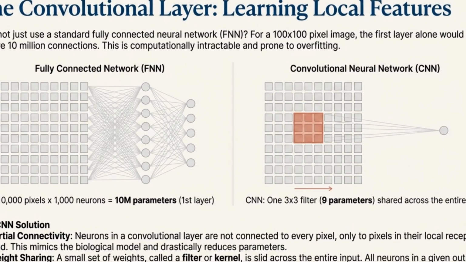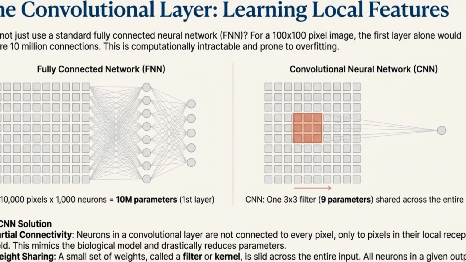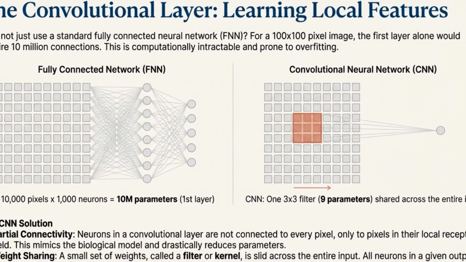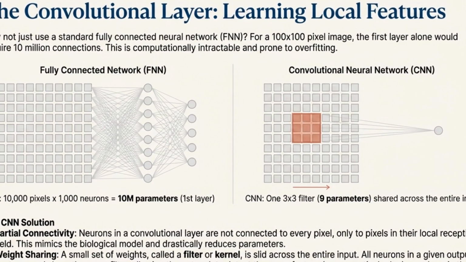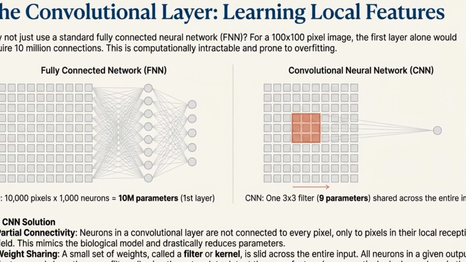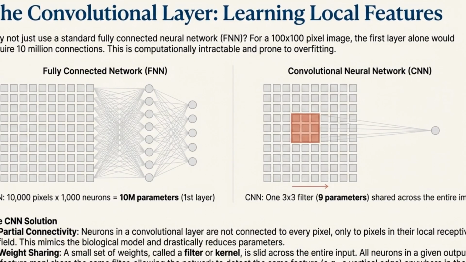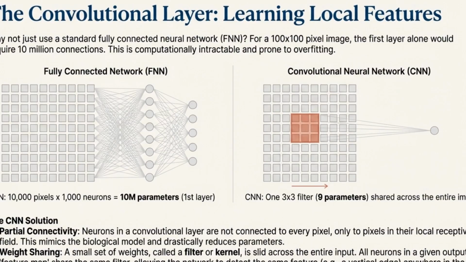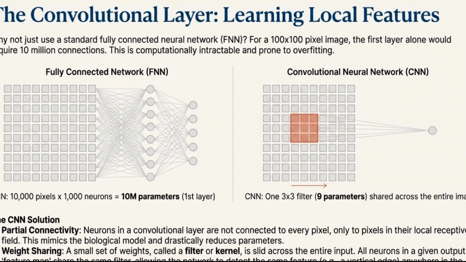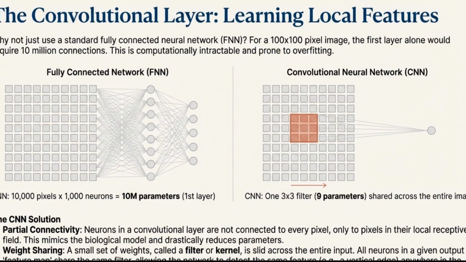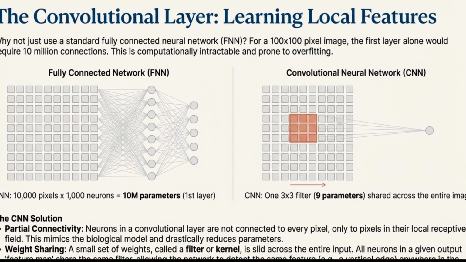The answer is shown here. Scalability is the immediate killer. If you consider a modest 100 by 100 pixel grayscale image, that's 10,000 input pixels. If the first hidden layer had just 1,000 neurons, you would immediately require 10 million connections, or parameters. This is computationally intractable for modern, high-resolution images, and it also leads to massive overfitting. The convolutional neural network provides a brilliant solution, built upon two core insights derived from the visual cortex.